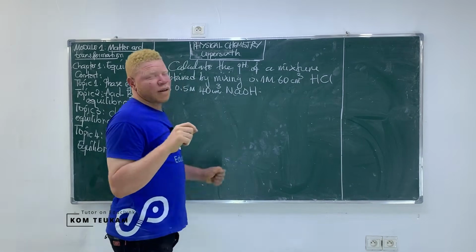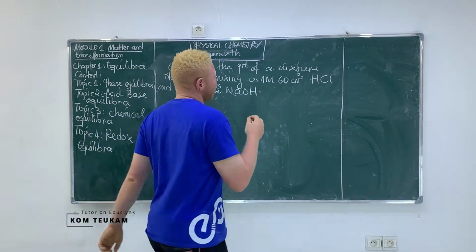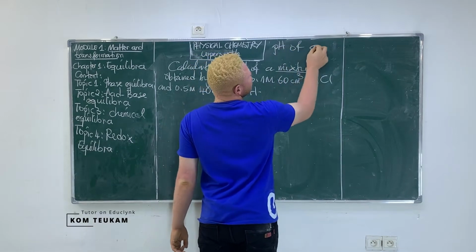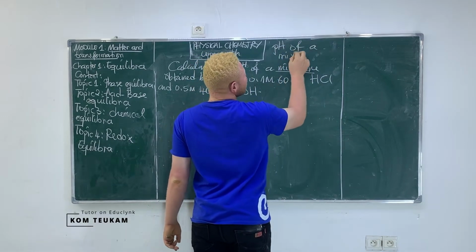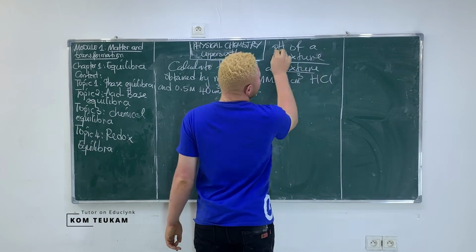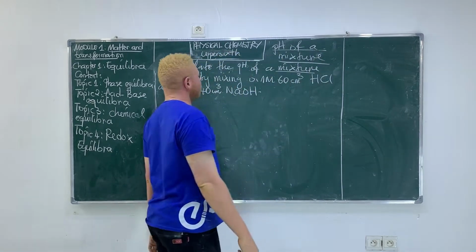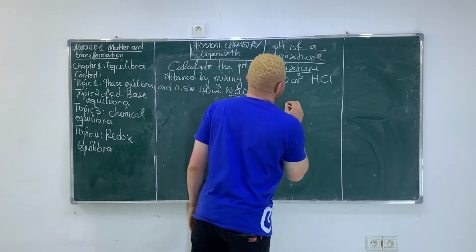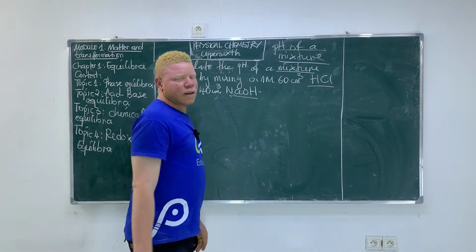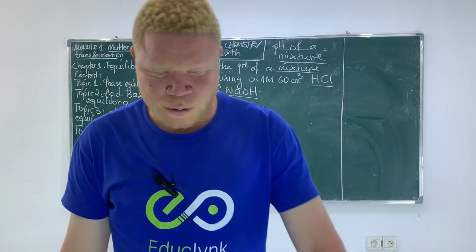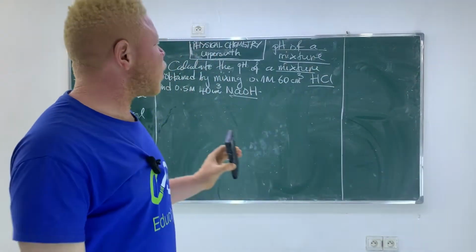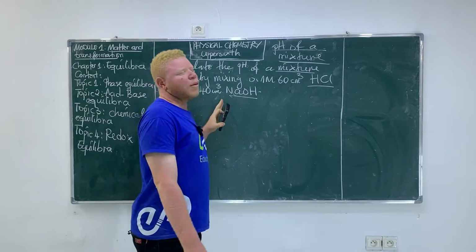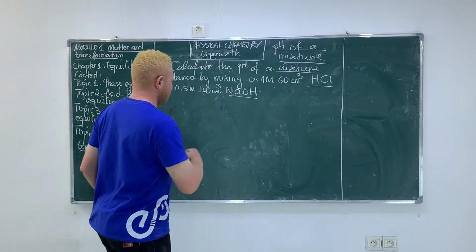In this calculation, we are calculating the pH of a mixture. The mixture in this case is a mixture of sodium hydroxide and hydrochloric acid. So let's take our calculator. When such a question is given, the first thing to do is to look for the number of moles of the acid and the number of moles of the base.